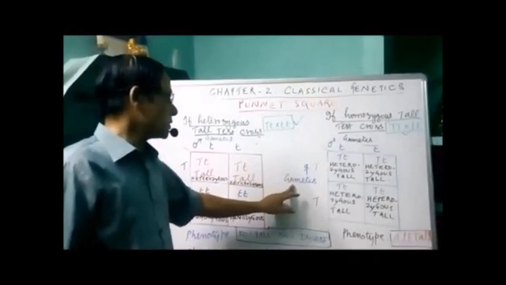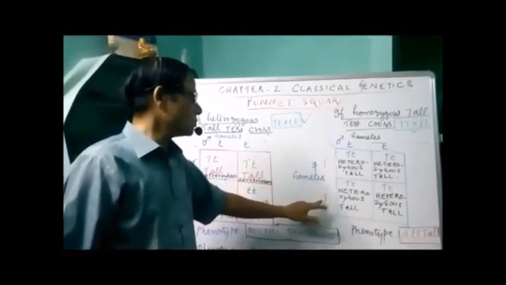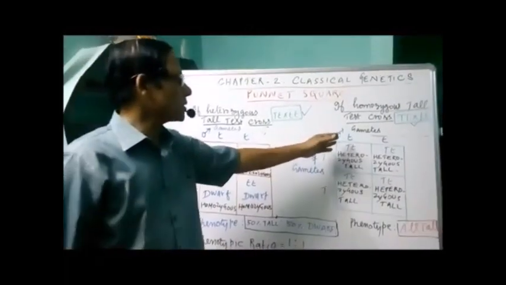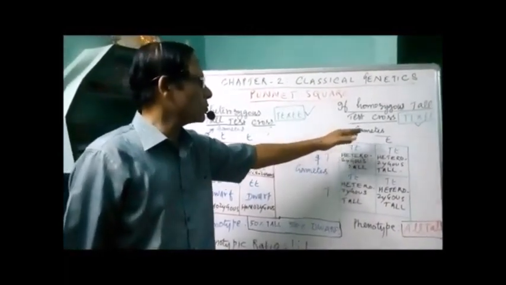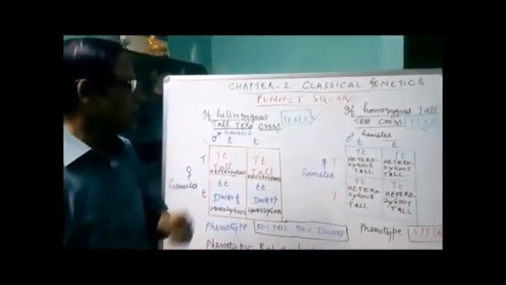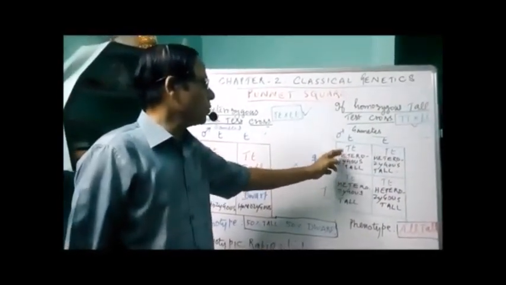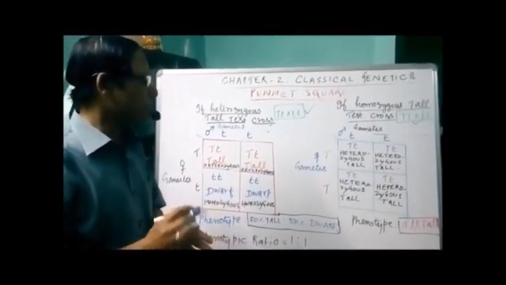Now on one side we are taking the female gametes, both with the dominant allele. On the other side we are taking the male gametes, both with what are called the recessive alleles. As a result of the union, all the individuals are heterozygous tall. This is otherwise called a dominant back cross.